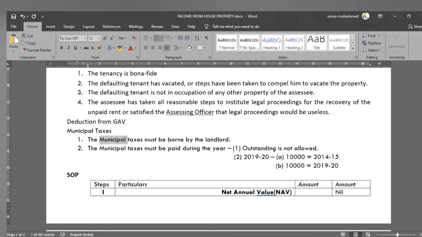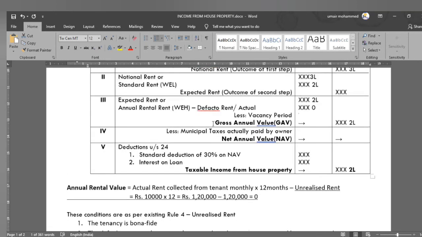Now, apart from this is one deduction which is from GAV. You can claim municipal tax, but there's one more deduction which is from NAV, and this is deduction under section 24. Just the way you have deductions for salary income under section 16, there are three. Similarly, for house property, the deductions are under section 24. So first one is standard deduction of 30%.